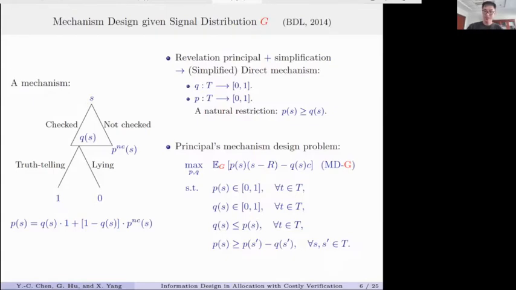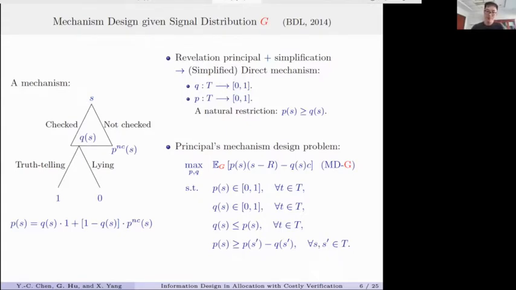So look at the objective function. It has 2 parts: the allocation payoff, S minus R times the total assignment probability P. And the second part is the checking cost. The checking cost is C and the checking probability is Q. And the constraints: the first 2 constraints are quite standard. They just say that P and Q are both probability functions, so their values are between 0 and 1. And the third constraint is the one we just mentioned: Q should not be greater than P.